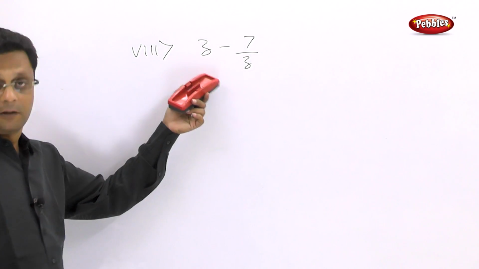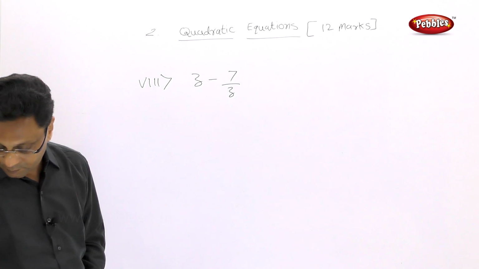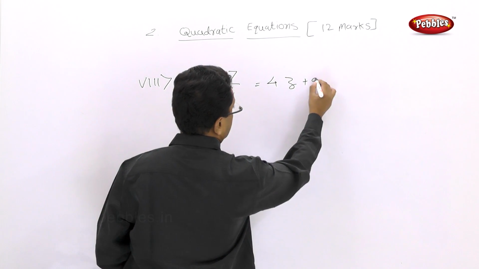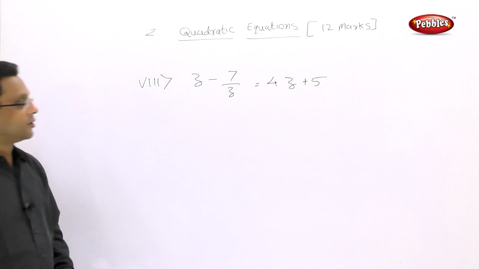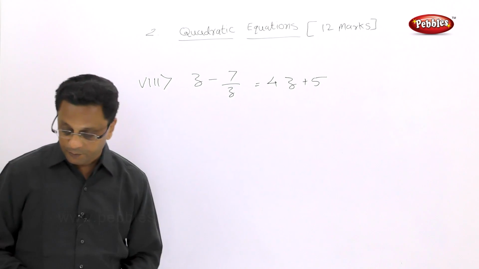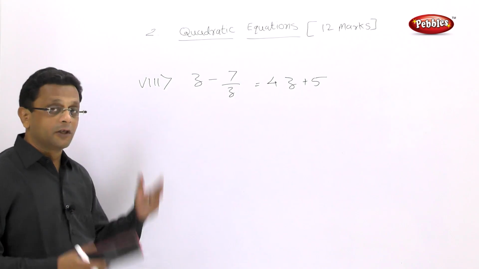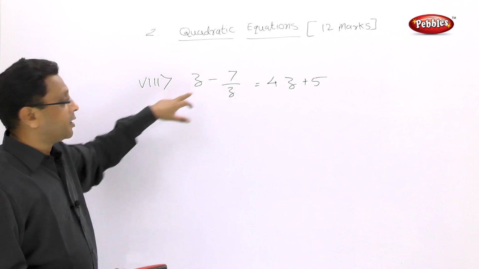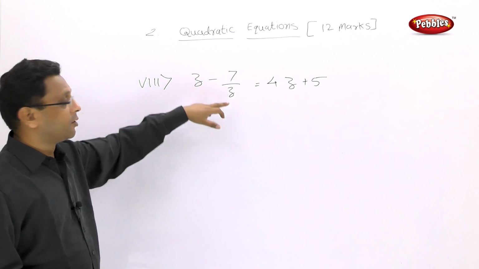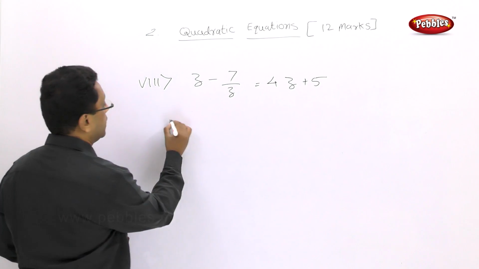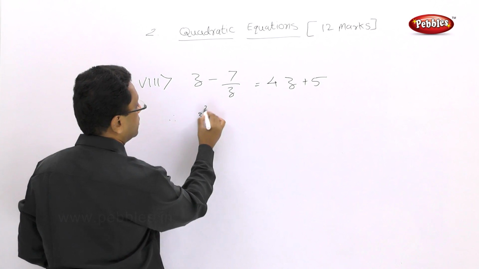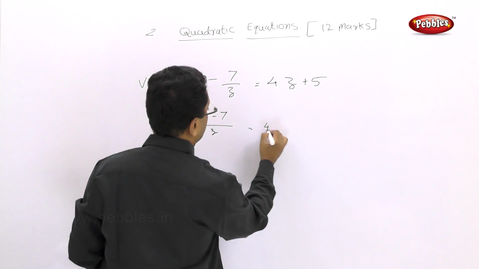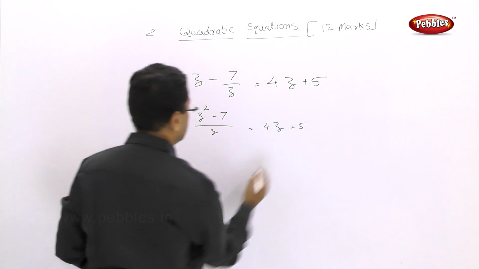I am writing z like this. What about this? Is this a quadratic equation? What will you do here? We'll simplify the left hand side. This is just like a cross multiplication. z upon 1 minus 7 upon z. So we get z square minus 7 upon z equal to 4z plus 5.